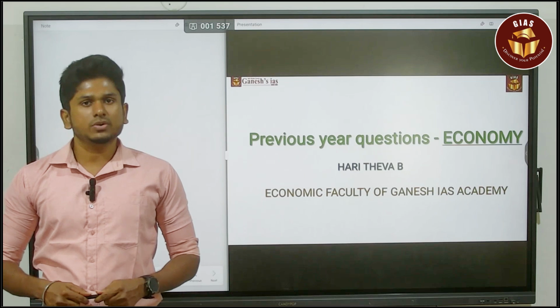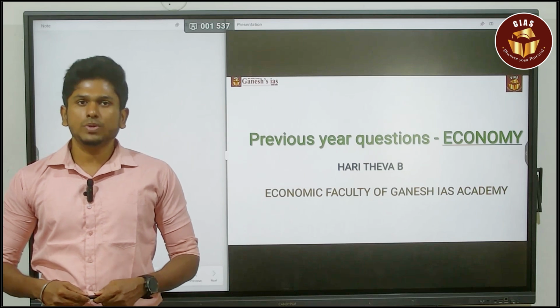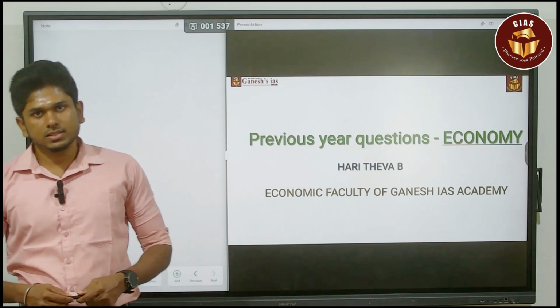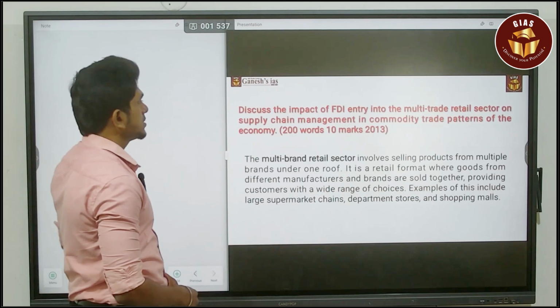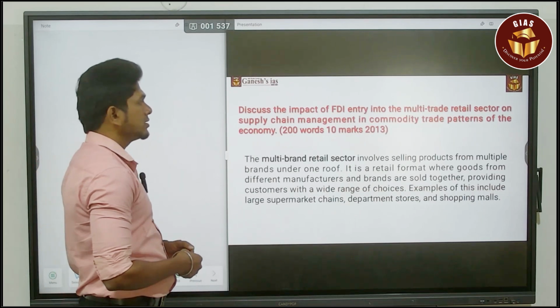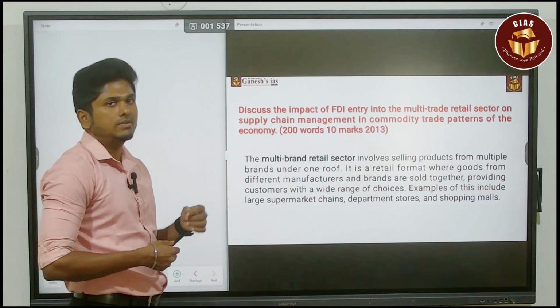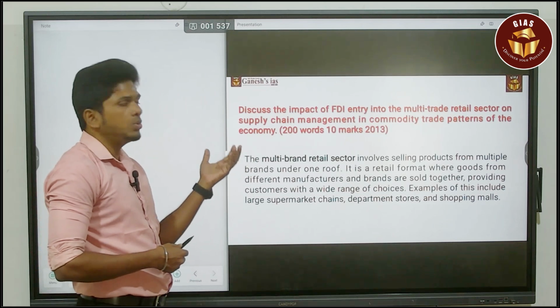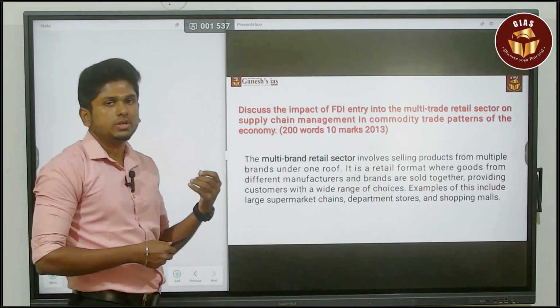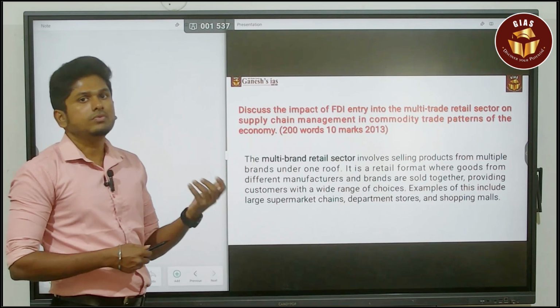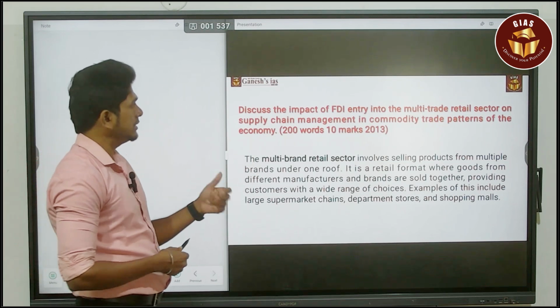In this session, we are going to discuss the previous year UPSC Mains economics question. Let's begin the session. This question was asked in 2013. It is a 200 words, 10 mark question. At that time, a 10 mark question had a limit of 200 words. Now it is changed; now a 10 mark question contains 150 words. So it is not a big thing.